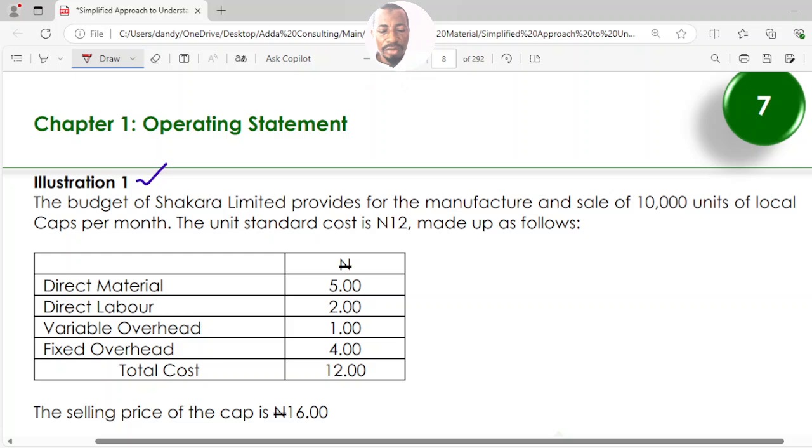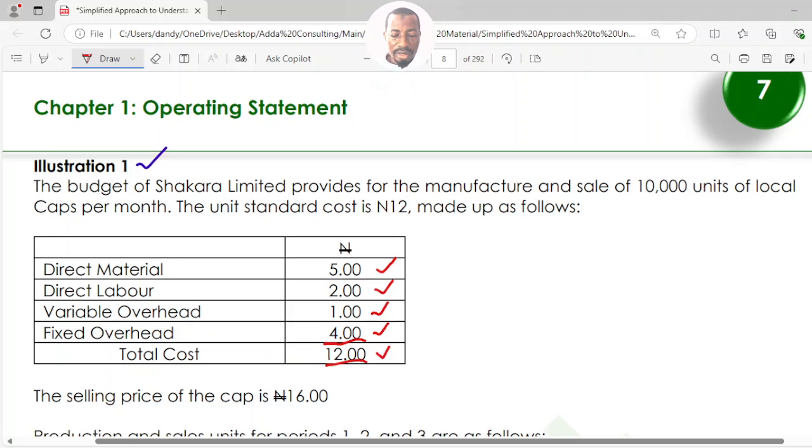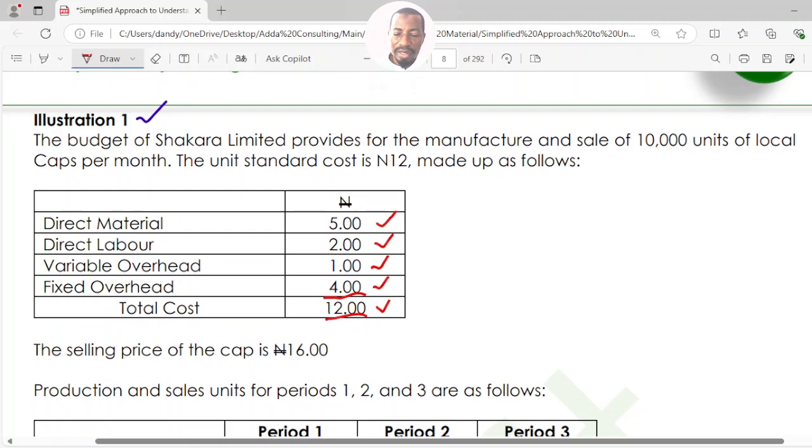The budget of Shakara Limited provides for the manufacture and sale of 10,000 units of local caps per month. The unit standard cost is 12 naira, made up as follows: direct material is 5 naira, direct labor is 2 naira, variable overhead is 1 naira per unit, then fixed overhead is 4 naira per unit. When you add up everything, the total cost per unit is 12 naira. The selling price of the cap is 16 naira.